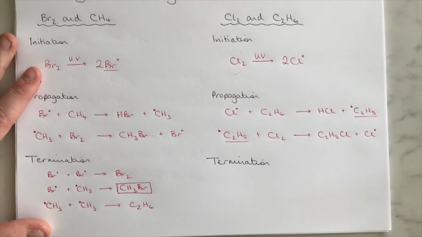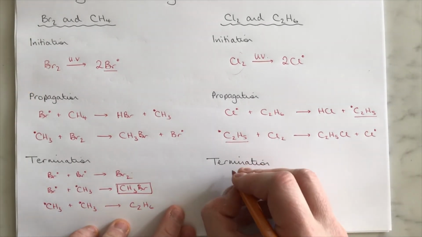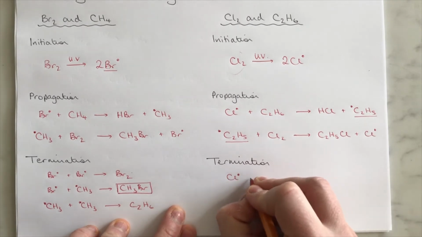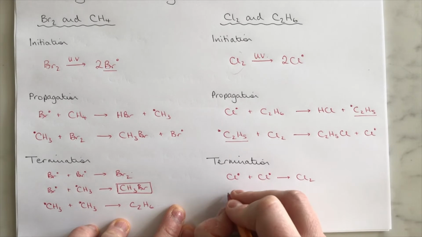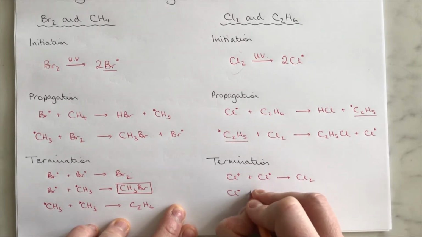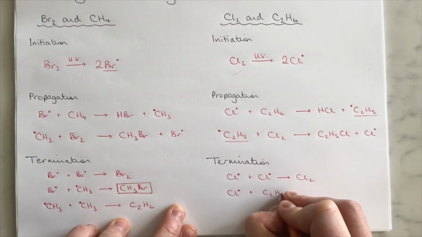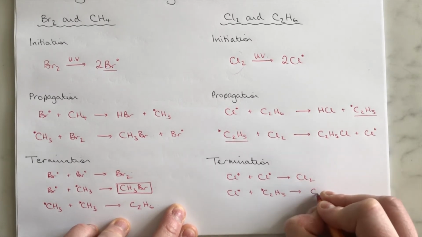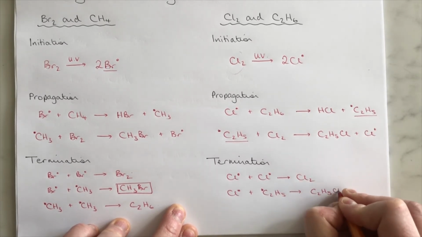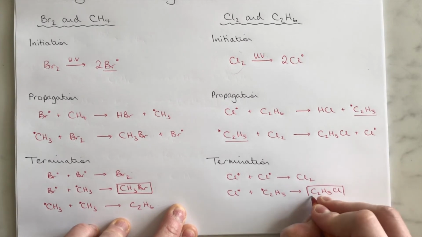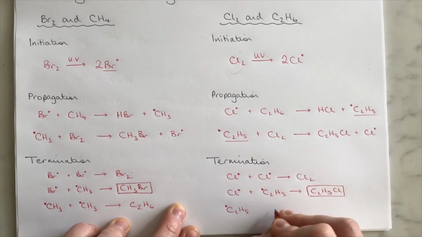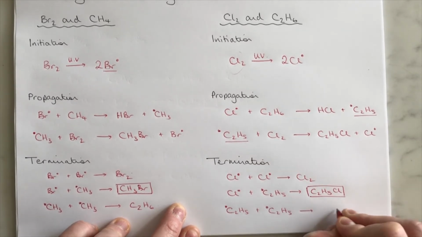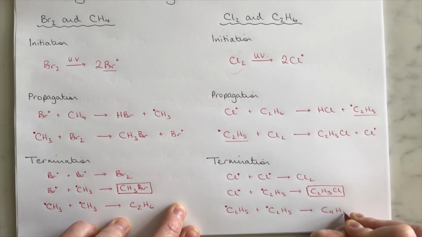And then finally, there's always 3 possible termination steps. So it could be that a chlorine radical combines with another chlorine radical to form Cl2. It could be that a chlorine radical combines with a C2H5 radical to form C2H5Cl. Again, that's the one we ideally do want to occur. Or it could be that C2H5 as a radical combines with C2H5 as a radical to form C4H10.